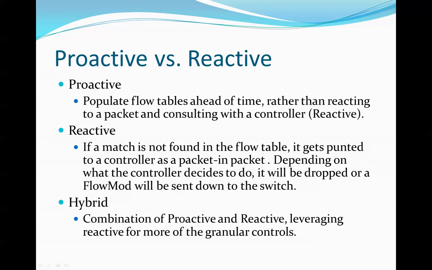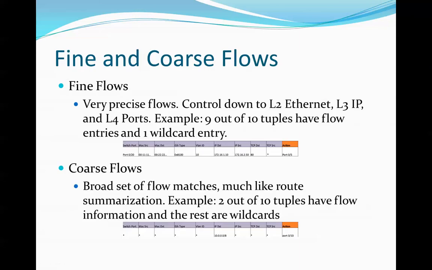Depending on how much you know about the network, or even the size of the network, will most likely steer you in one of these two directions. But another approach would be to implement a hybrid distribution. This is a combination of proactive and reactive, and it leverages the reactive approach for a more granular control of the traffic. Flows can be described in the following ways: fine or coarse.